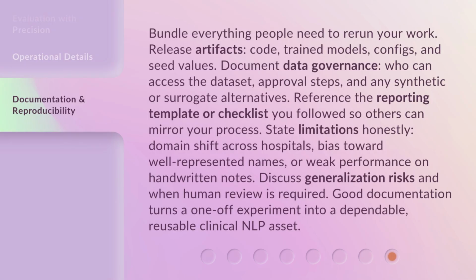Bundle everything people need to rerun your work. Release artifacts: code, trained models, configs, and seed values. Document data governance. Who can access the data set, approval steps, and any synthetic or surrogate alternatives? Reference the reporting template or checklist you followed so others can mirror your process.